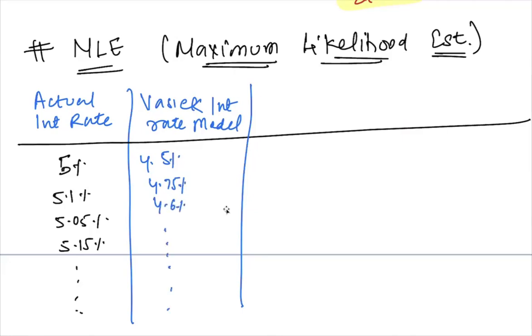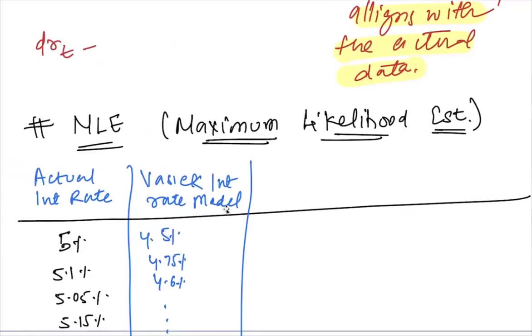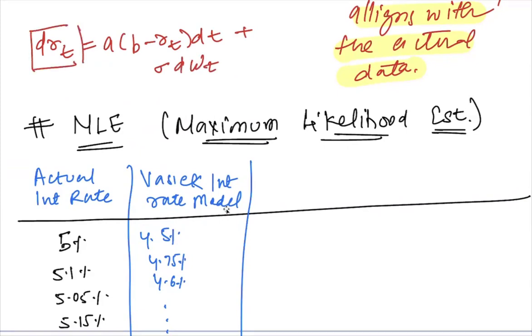So what is the first step? If you all remember the equation of Vasicek, a times (b minus r_t) dt plus sigma dW_t. Tell me one thing, are we modeling the interest rate, or are we modeling the change in interest rate? That's correct. We are modeling the change. So the first step is to calculate the change in interest rate. This is the actual change in interest rate.